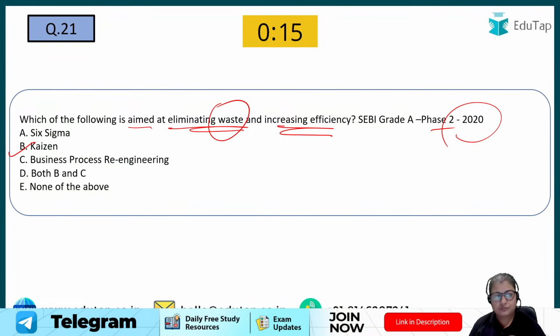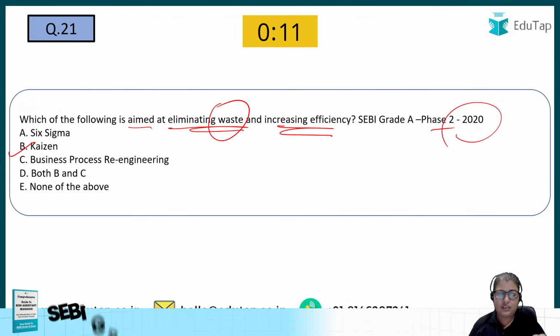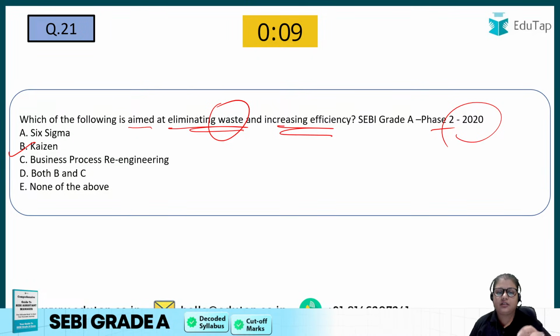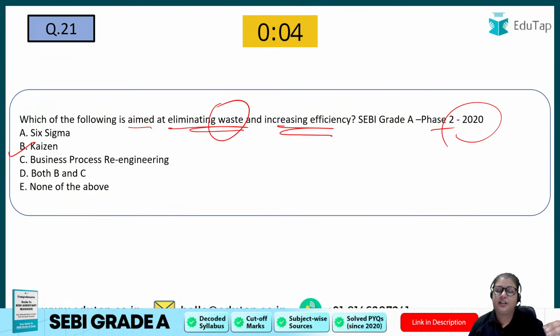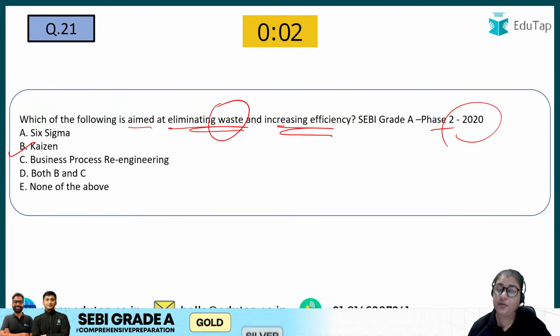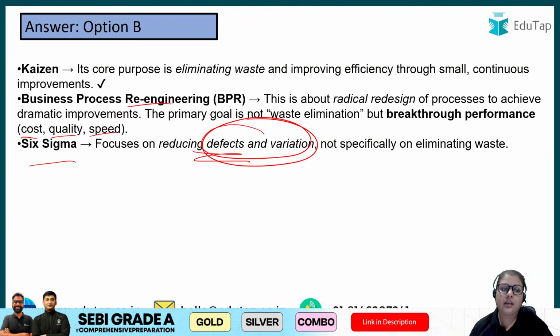So it is Kaizen. Okay, please make notes. Whenever you feel that a question is a little tricky, try to make notes and write down the keywords related to each of the options so that you can figure it out in the paper also.